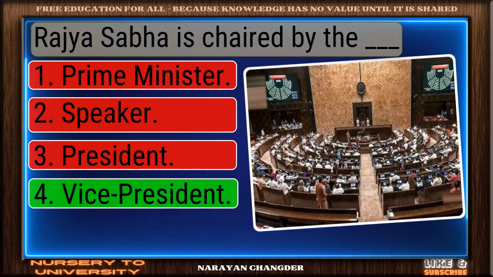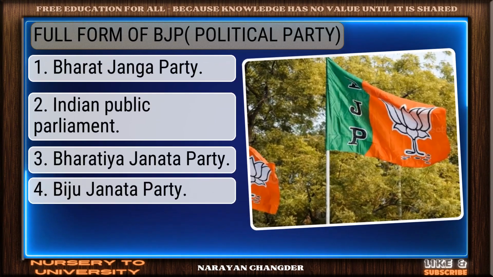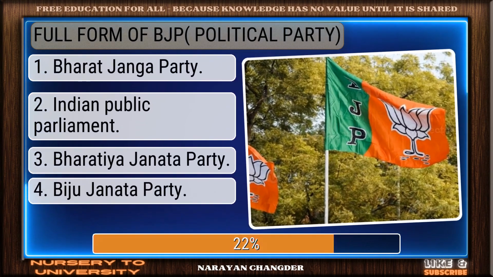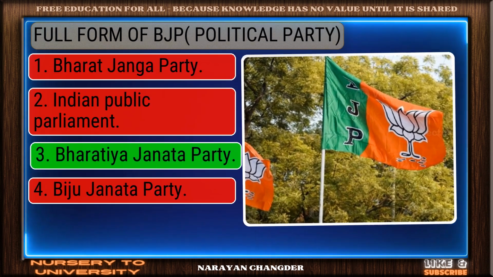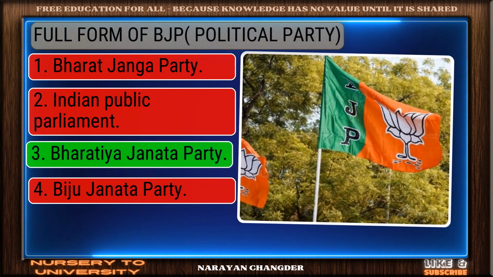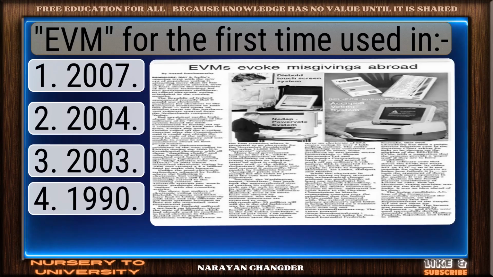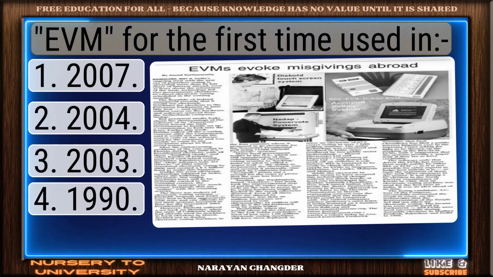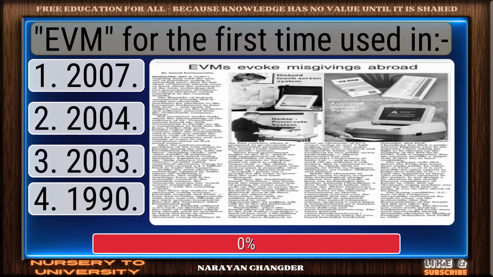Valid point. Vice President is true. Question number 187. Full form of BJP. Sharp thinking. Bharatiya Janata Party is the right choice. Question number 188. EVM for the first time used in.